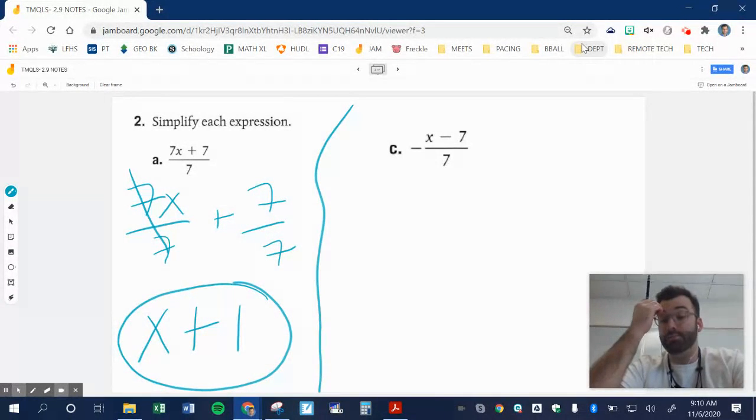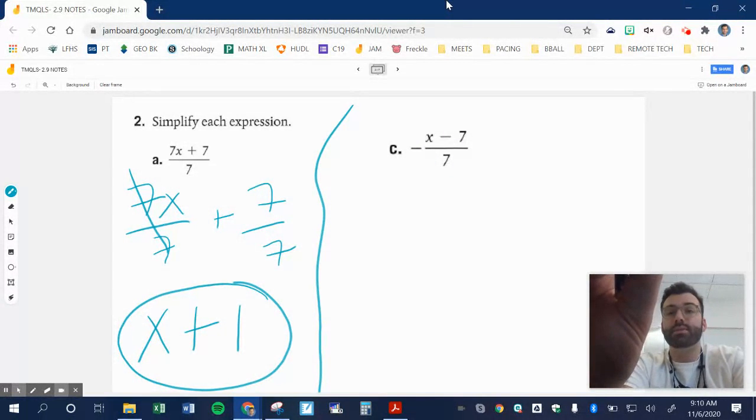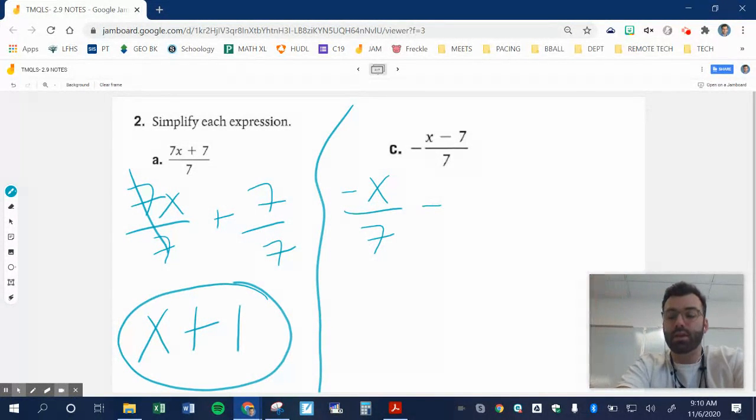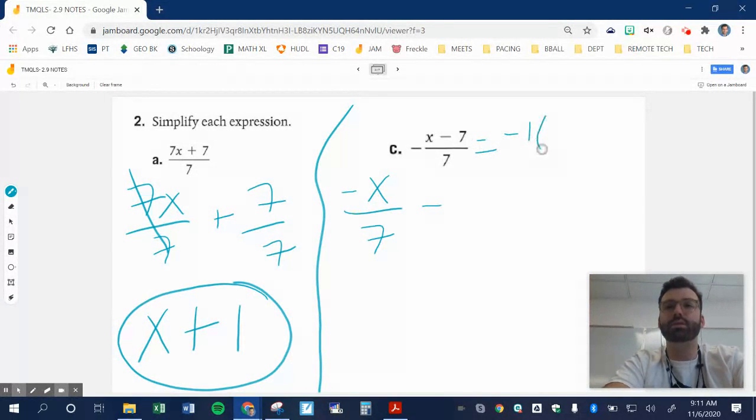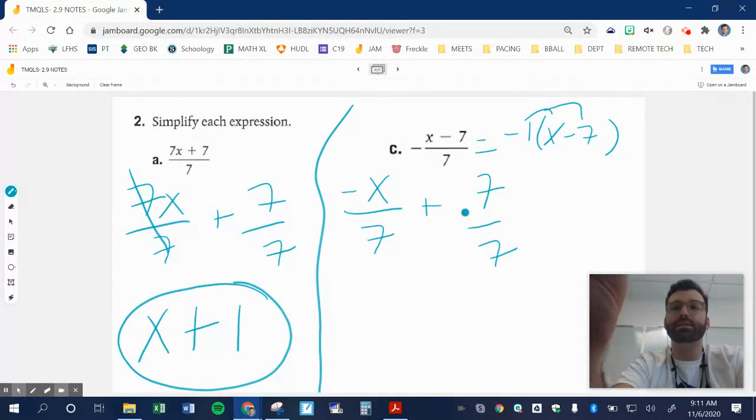Okay. Next one, still want to split it since I have a single term in the bottom, in my denominator. So I'm going to keep that negative with the x, like that. And then minus, I want to change my mind here. I'm going to rewrite this as -1 times x minus 7. Okay, so this is negative x, and this becomes positive 7.